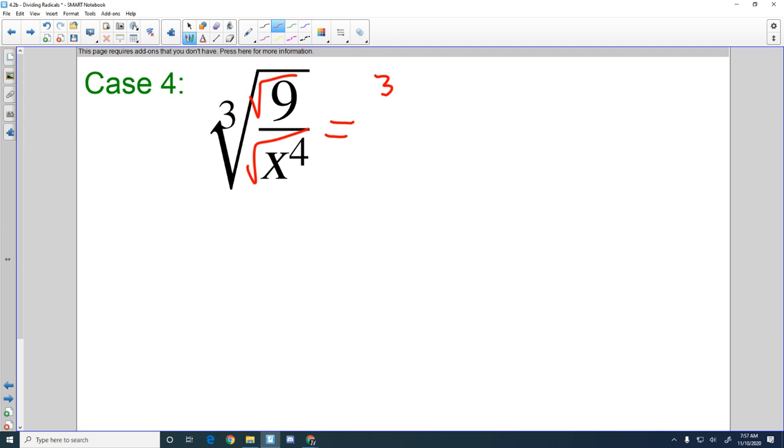So I'm going to rewrite this as just the cube root of 9 over the cube root of x to the 4th. So whenever you have a fraction with the root, just take the root of the numerator and then take that same root of the denominator. And now we can think about taking each of those roots separately. It's almost like you're distributing the radical to the numerator and to the denominator.